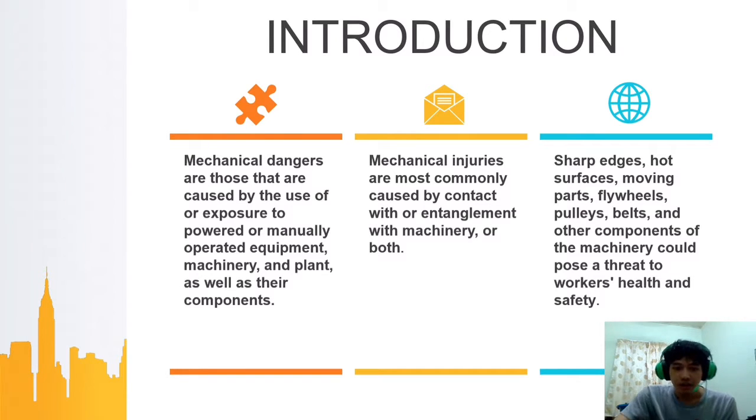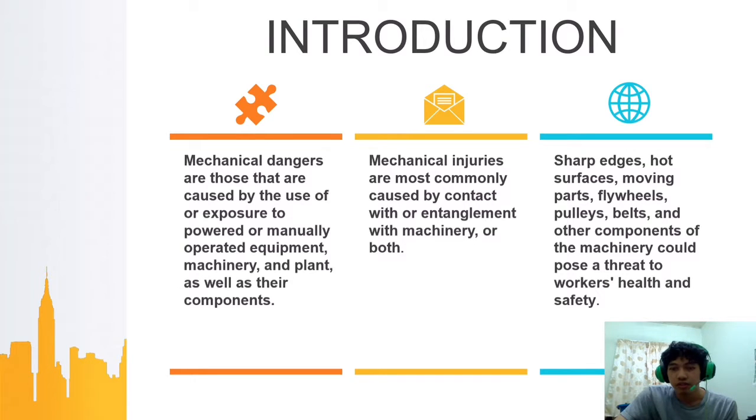So what is mechanical hazard? Mechanical hazards are dangers caused by the use of or exposure to powered or manually operated equipment, machinery and plant, as well as their components. Mechanical injuries are most commonly caused by contact with or entanglement with machinery, or both.